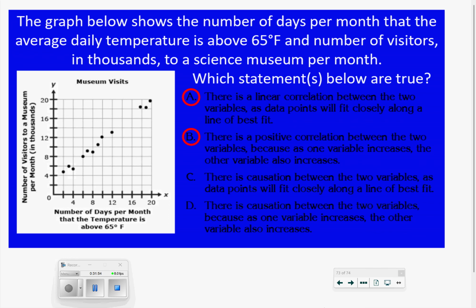Okay, so the answer here is A and B. There is a linear correlation between two variables as data points will fit closely along a line of best fit. You can see a line of best fit here, and it's kind of close. All right, so that's true. There's a positive correlation between the two variables. So that means, does it go up? As the x gets higher, does the y go up or does it go down? The answer is it goes up. So there's a positive correlation.